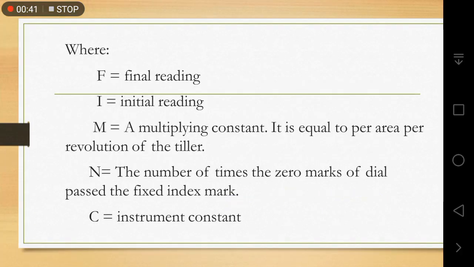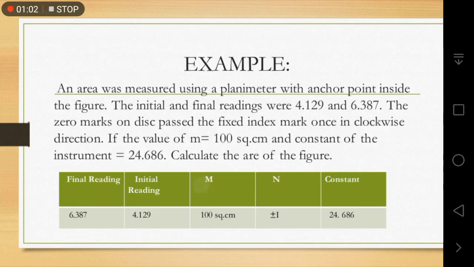Where F is the final reading, I is the initial reading, and M is a multiplying constant, equal to the area per revolution of the dial. N is the number of times the zero mark of the dial passes the fixed index mark, and C is the instrument constant. So the example of the planimeter formula: an area was measured using a planimeter with the anchor point inside the figure.